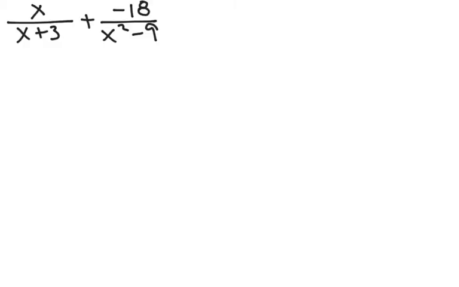Here's our second example. Again, the first step is to factor your denominators. My first denominator, there's nothing here to factor. X plus 3 is as simple as it can get. My second denominator, it's not a trinomial, but it is a special case. So I am going to break this down into x plus 3 times x minus 3.